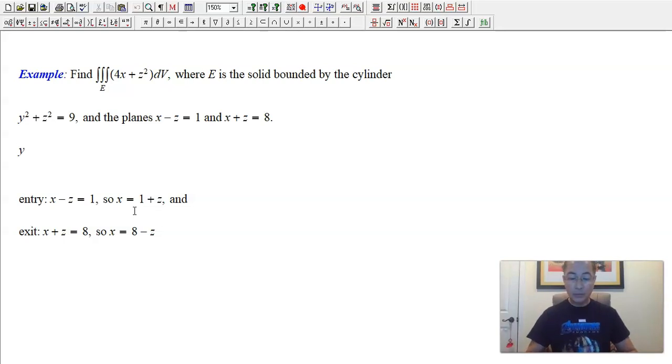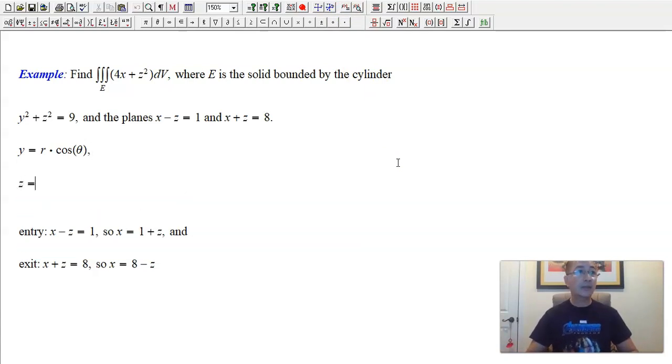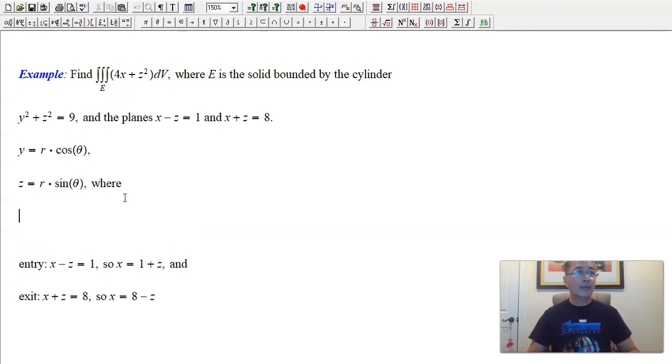Okay, so we said that y will be r times cosine theta, and our z will be r times sine theta. And what are our domains? Theta will go from 0 to 2 pi. Happy Pi Day. And r will go from, what did we say? 0 to 3.